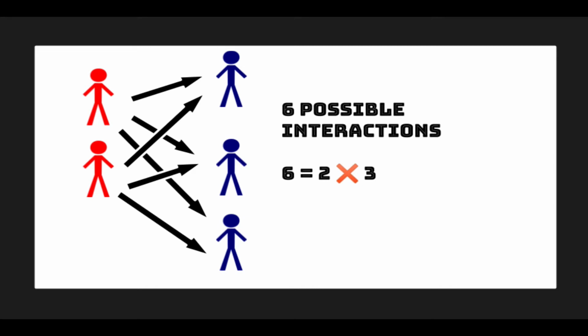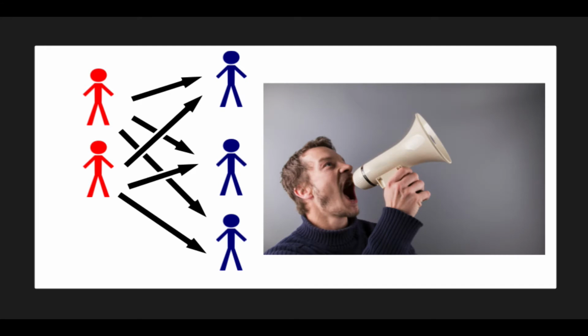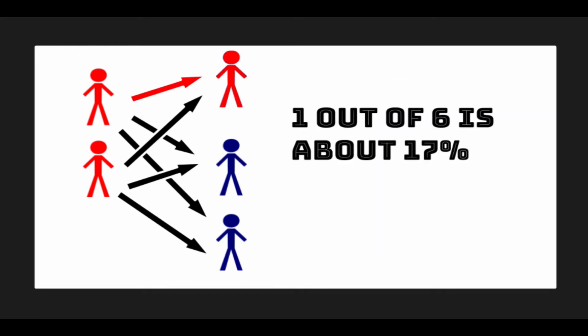But not all of those interactions are going to result in the rumor being spread. I mean, sure, there could be a megaphone, "Hey, listen to this rumor." But not all of those interactions might happen. And even if they do happen, not every single interaction will result in the rumor being spread. For example, we might assume that about 17%, or 1 out of 6 interactions, will result in the rumor being spread. In that case, we'll just have 1 new rumor knower.